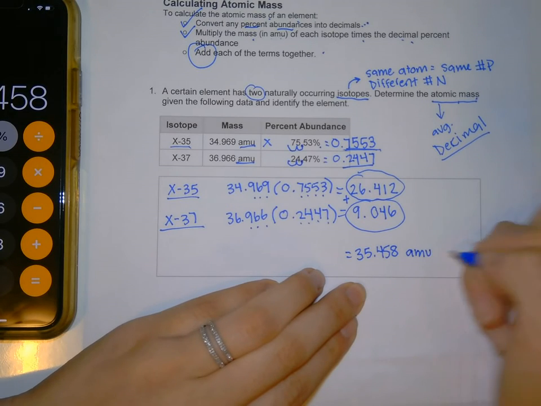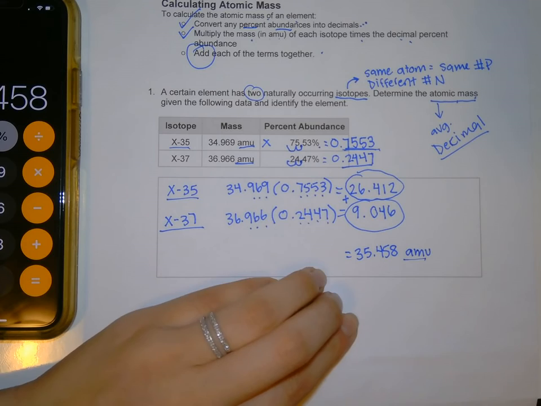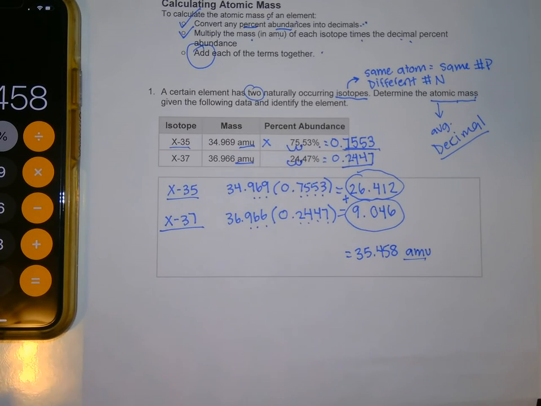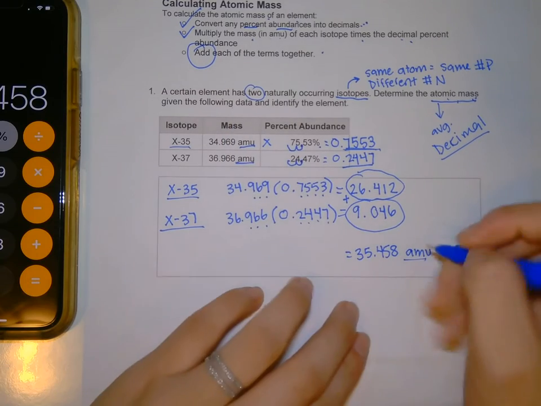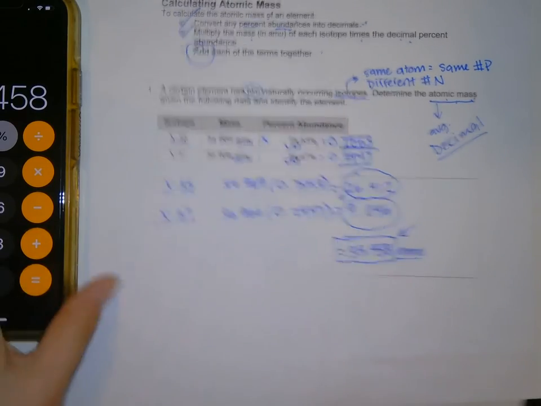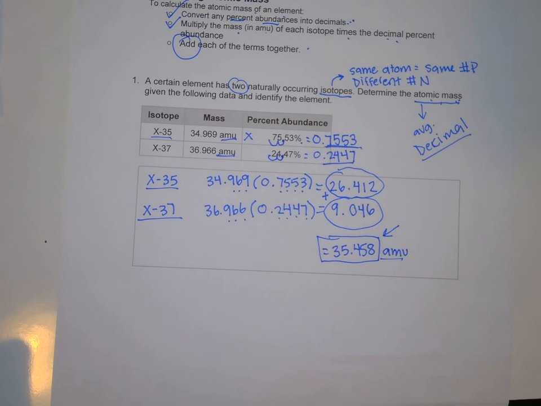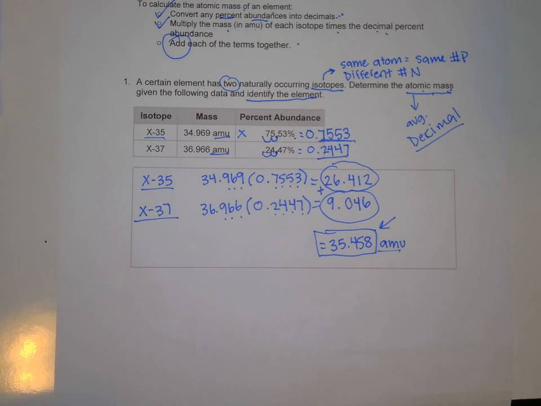Atomic mass units is always the unit we're going to use when talking about mass of an atom. So, determine the atomic mass given the following data. Well, I've determined the mass, so that's my answer number 1. And then my second part of this question is to identify the element.